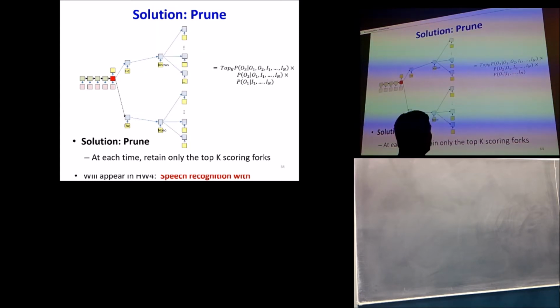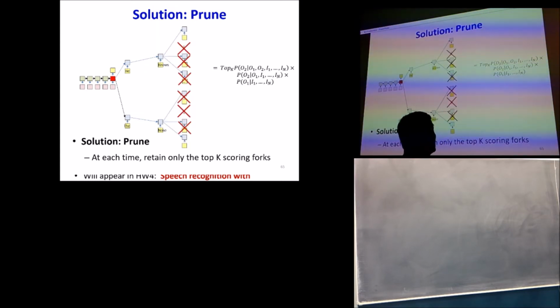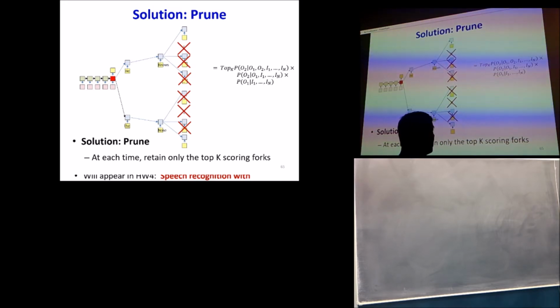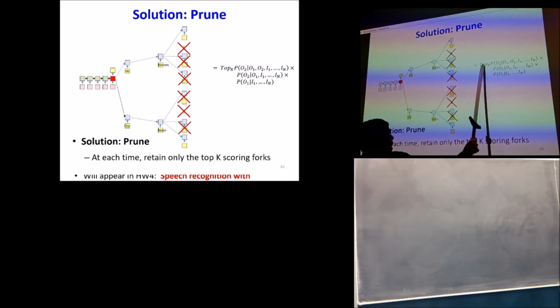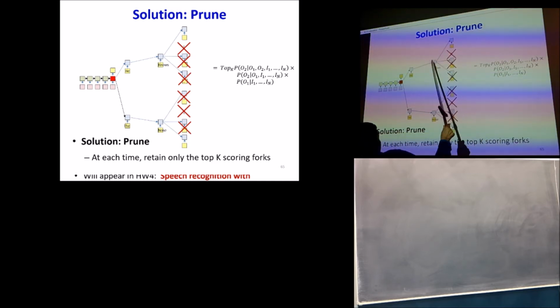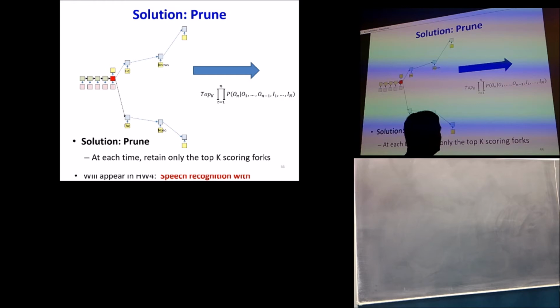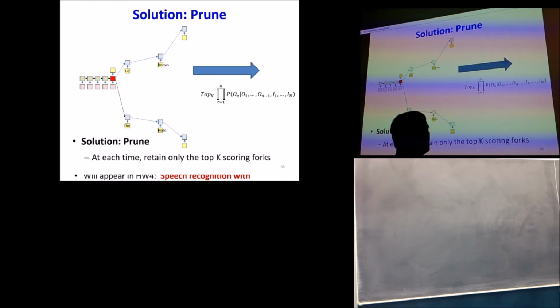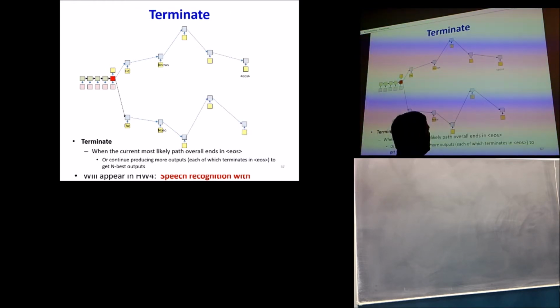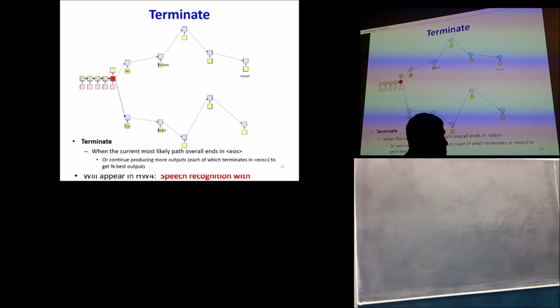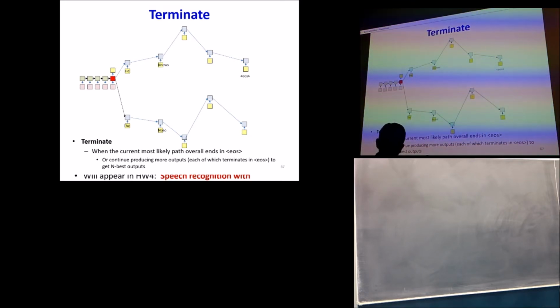And once those top k guys have been retained, they would be forked out, and you'd retain the top k from those at each time. You're always going to be pruning based on the product of all the probabilities in the path to the root. And continue this until eventually one of the word sequences ends up in an end of sequence symbol, and then you can just output that word sequence.